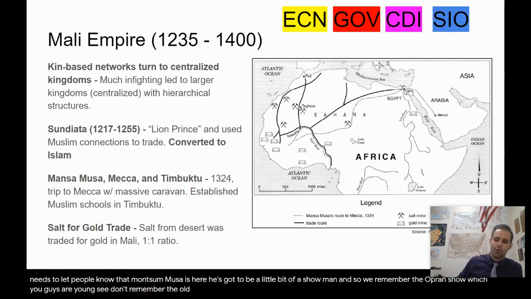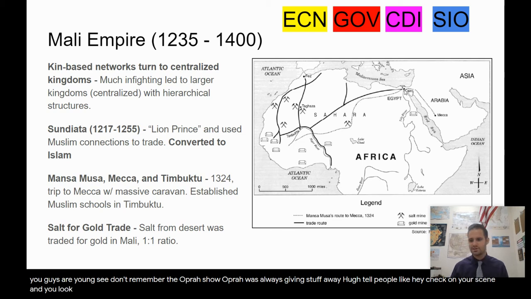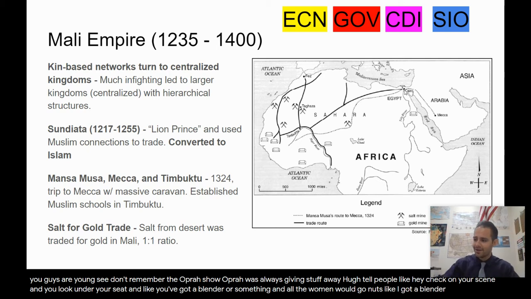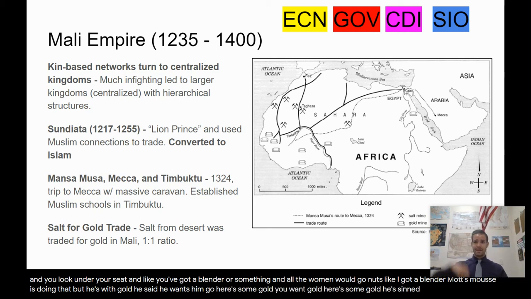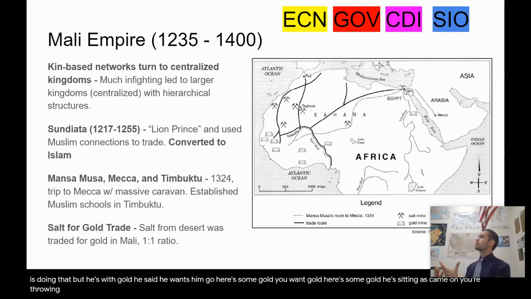If you remember the Oprah show, Oprah was always giving stuff away. She'd tell people, "Hey, check under your seat," and you look under your seat, and you've got a blender or something, and all the women would go nuts, like, "Oh, I got a blender!" Mansa Musa is doing that, but with gold. He's like, "You want some gold? Here's some gold. You want gold? Here's some gold." He's sitting on his camel, throwing gold at people. The people in Cairo are going nuts. They've never seen so much gold in their life.